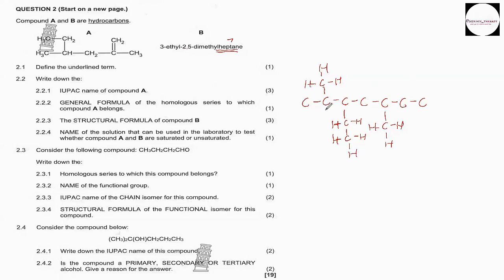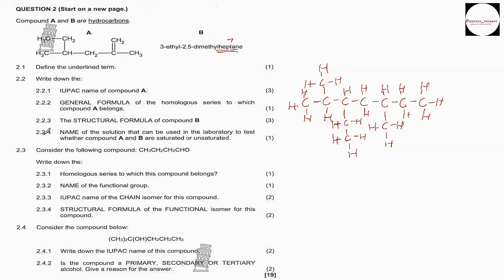And then now let's indicate these ones here. So all we have to do is just fill in the hydrogen atoms where we need to, right? And then just like that, we have drawn the structural formula for compound B. That's 3-ethyl-2,5-dimethylheptane. So we were supposed to indicate it like that.